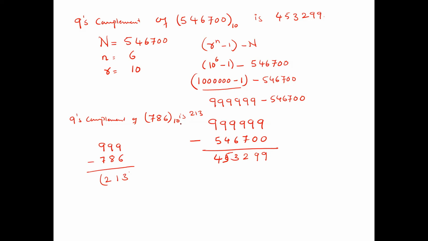Is that fine? Any confusion? I will give you another one. What is the nines complement of 1? The answer is 8. So what is the principle you need to follow? Subtract each digit. Here you have only one digit, and you need to subtract it from 9. So 9 minus 1, that is 8.